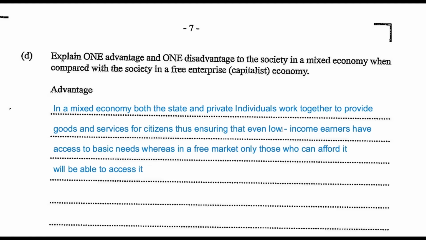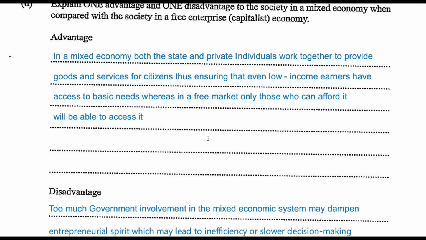So what is the advantage? Well, let's go. In a mixed economy, both the state and private individuals work together to provide goods and services for citizens, thus ensuring that even low-income earners have access to basic needs, whereas in a free market, only those who can afford it will be able to access it. Right, so the main advantage is that both the government, the state, and private individuals work together to provide goods and services for members of the general public. Now, how about a disadvantage of this?